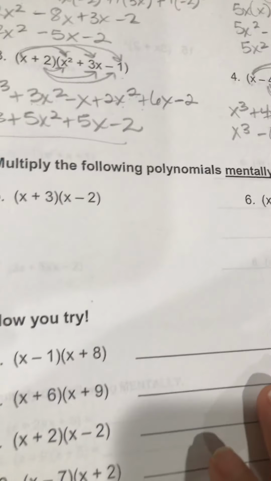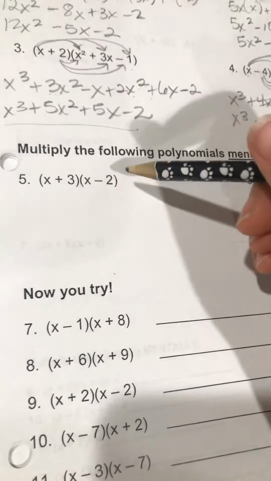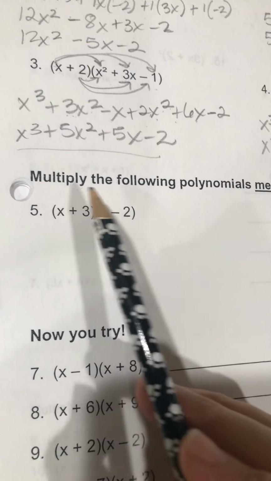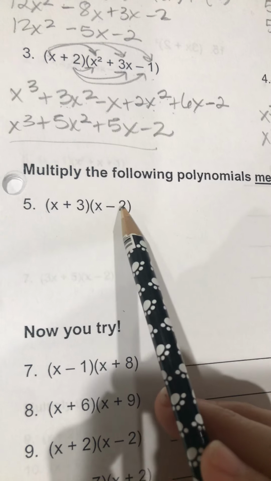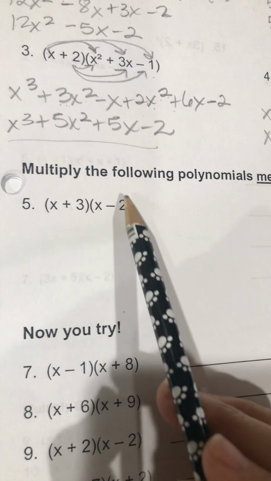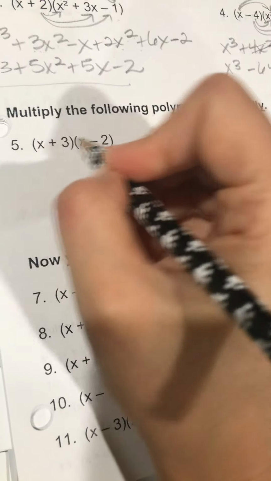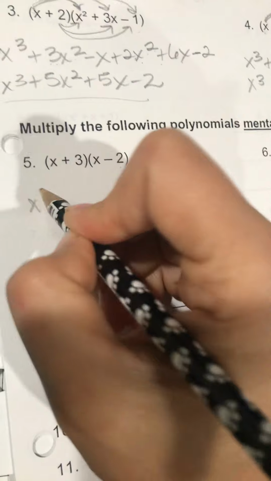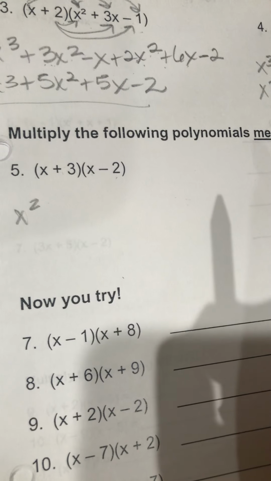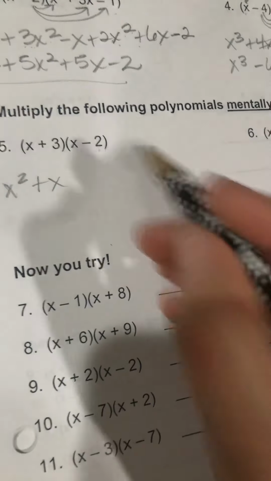Okay, it says multiply the following polynomials mentally. So without writing the steps out, try to do it in your head. You're going to have x squared minus 2x plus 3x minus 6. If you can do it in your head, you can get x squared, and since you have a minus 2x plus a 3x, that leaves a plus x minus 6.